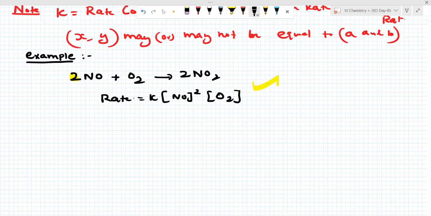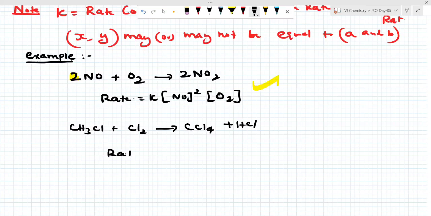Next equation, simple. CH3Cl plus Cl2 gives CH2Cl2 plus HCl. The rate is equal to rate constant into [CHCl3] and [Cl2].